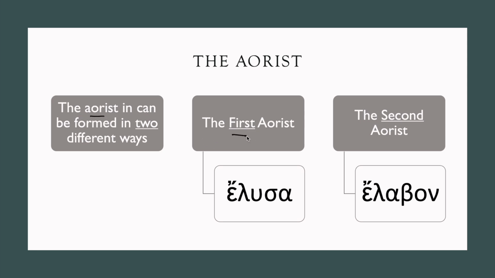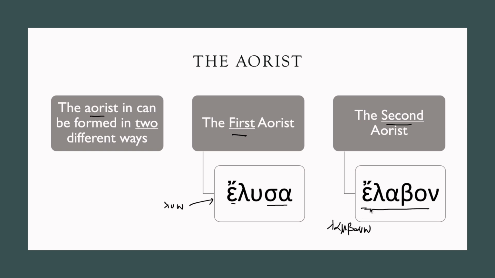The first aorist, which we're learning today, an example here is the verb luo. Add an augment and a tense formative, sigma alpha, and you get elusa. The second aorist, which we'll learn about next class, an example here is elabon, and that's from the verb lambano.